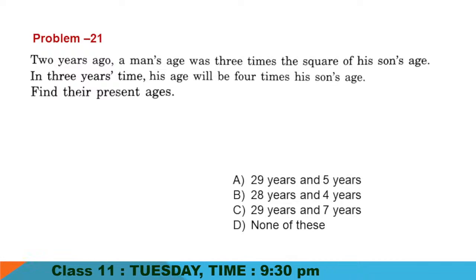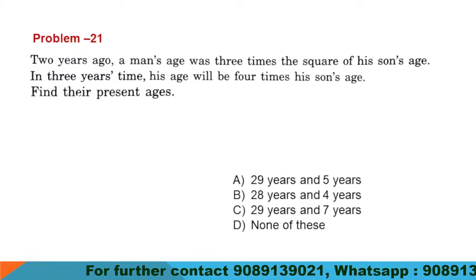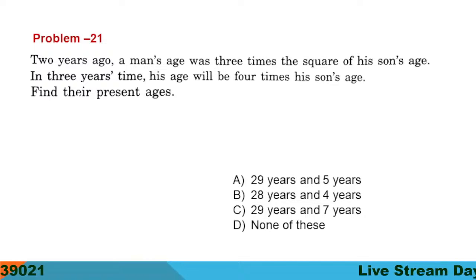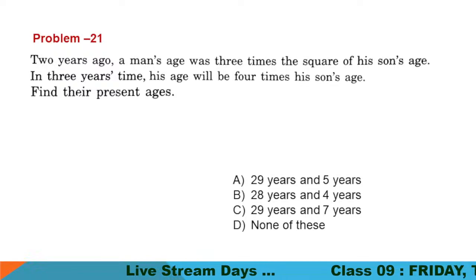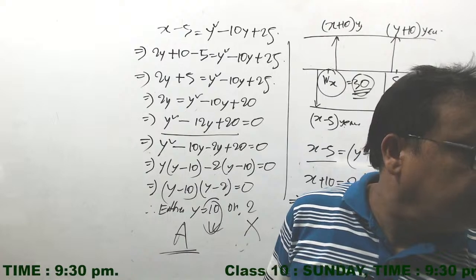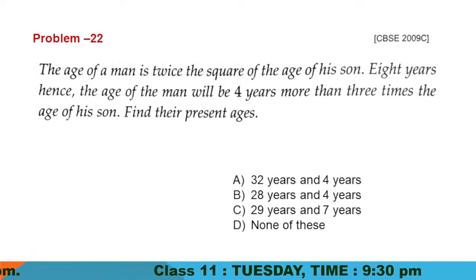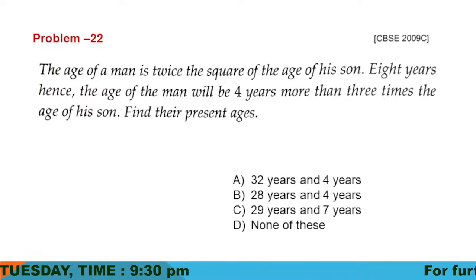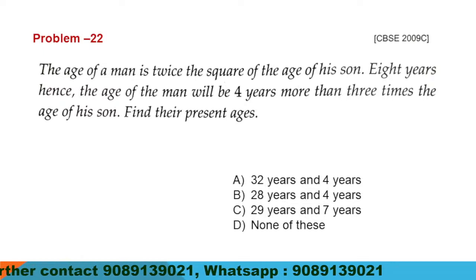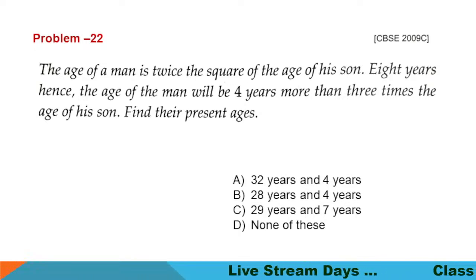What's the next problem? See, 2 years ago, a man's age was 3 times the square of his son's age. In 3 years time, that means after 3 years, his age will be 4 times his son's age. Find the same problem. Understood? Take a screenshot. Okay. Problem number 22. The age of a man is twice the square of his son. 8 years hence, the age of the man will be 4 years more than 3 times of his son's age. Find the present age. Okay. This is also the same. Take a screenshot. All are same category problems.